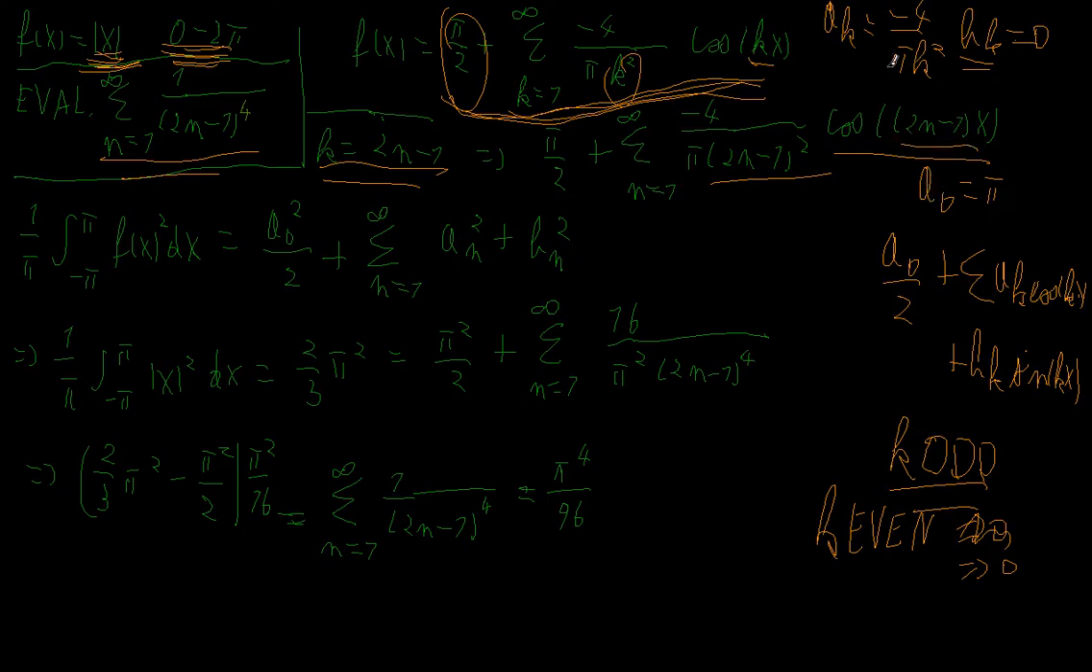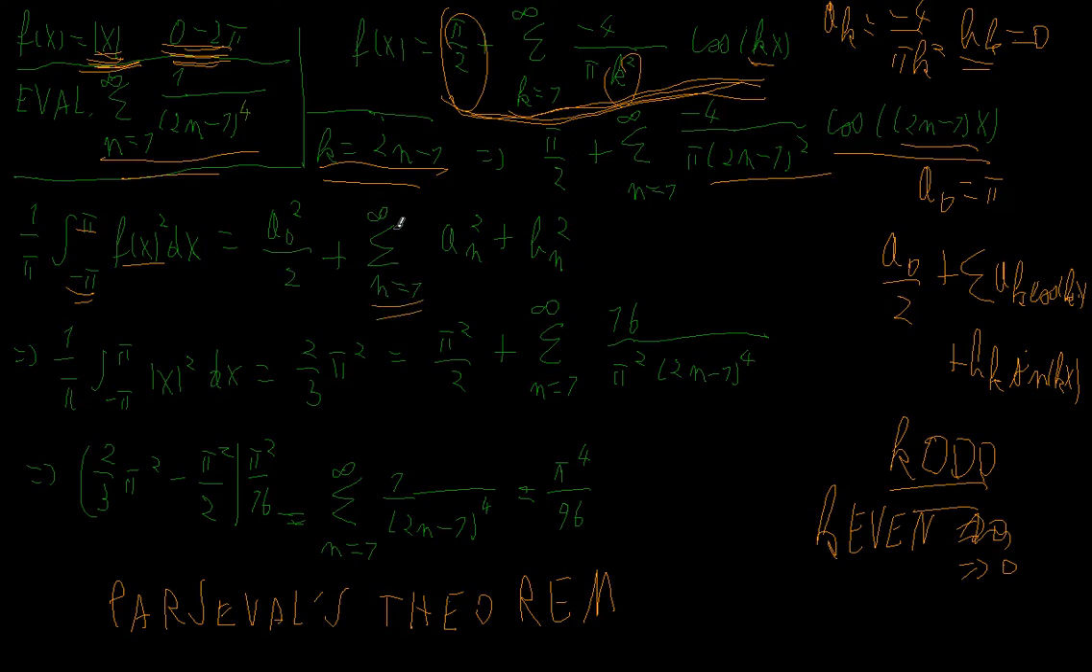Now I can use Parseval's theorem. You can look it up if you don't know about it. Parseval's theorem for Fourier series states that 1 over pi times the integral from minus pi to pi of f of x squared dx is equal to a sub 0 squared over 2 plus the sum from n is equal to 1 to infinity of a sub n squared plus b sub n squared. Here f of x is our function, in this case the absolute value of x, and a sub 0, a sub n, and b sub n are our coefficients.